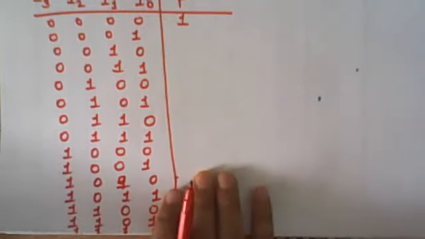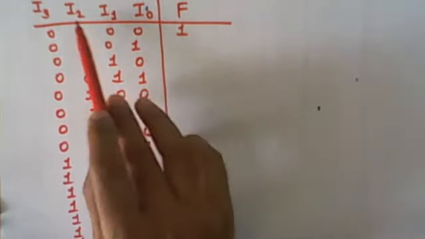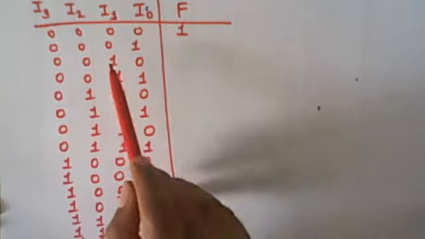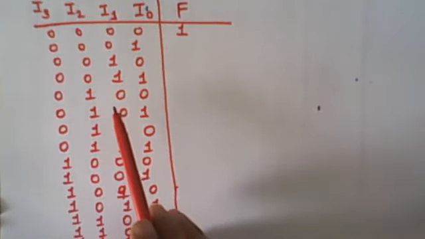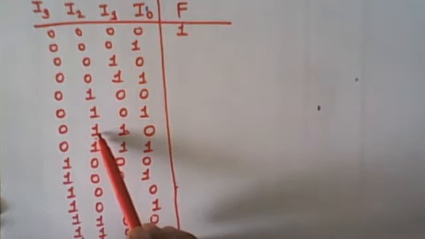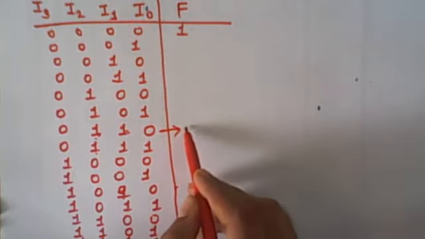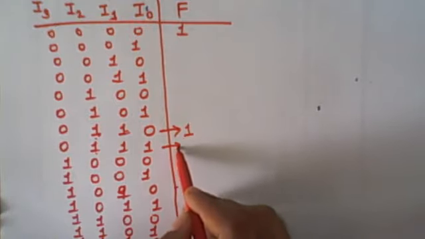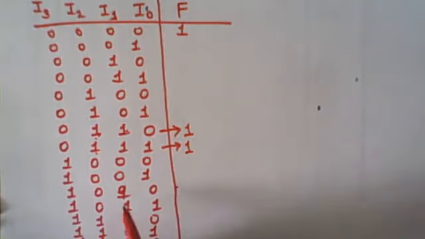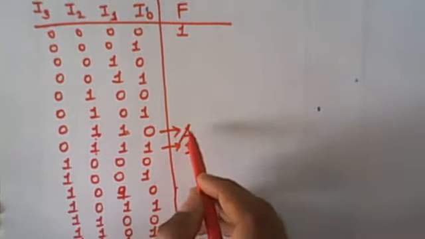Right? So whenever input I1 and input I3 are 1, at that time we have to keep our output equal to 1. So at which combination both are 1? Here, at 6 and at 7 both are 1. So at 6 and 7 our output is equal to 1. And for again, no, here it is not.